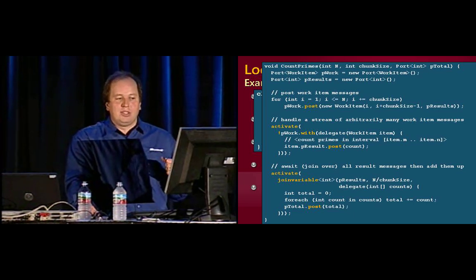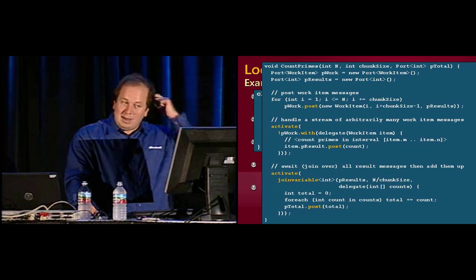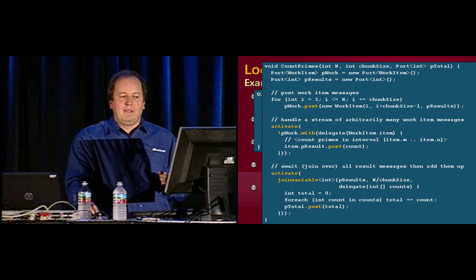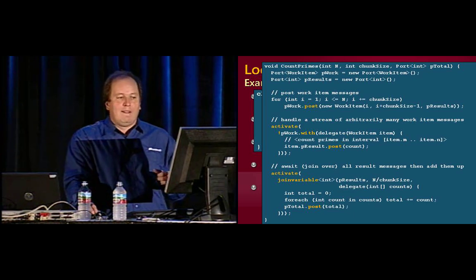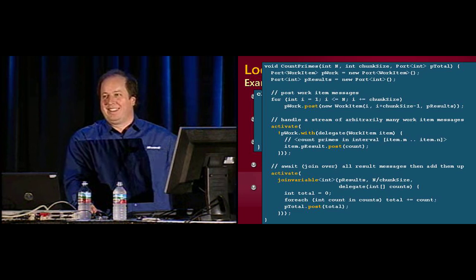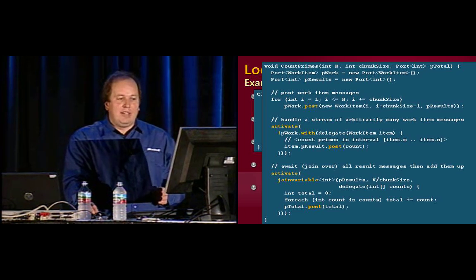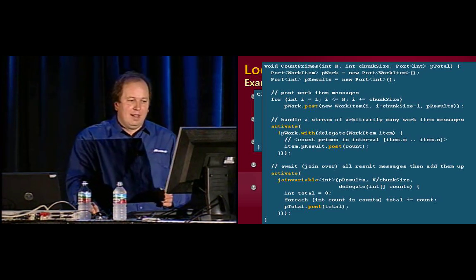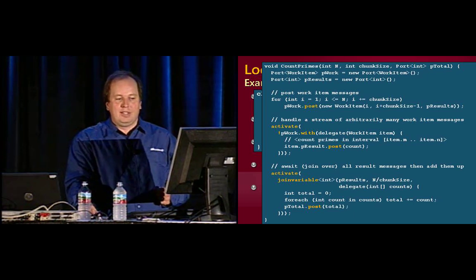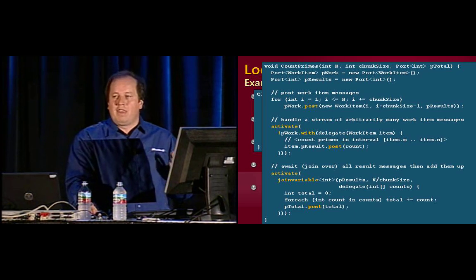This code then uses the post library method to create new work items and post them on this work port. Now, if you didn't do anything else, what this would achieve is queuing up a lot of work and nothing happening. So you also have to activate a handler that on this port, whenever a work item arrives, you do this code, which includes counting up the primes, and then posting on that item's result port the count that we've seen.